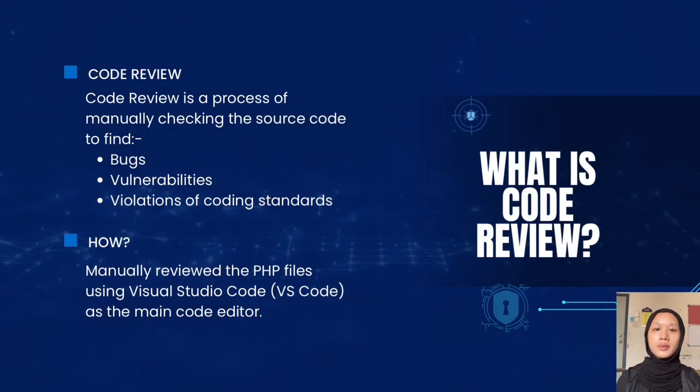To start off, let me briefly explain what a code review is. Code review is the process of manually checking the source code of a system to find potential issues such as bugs, security vulnerabilities, and violation of coding standards. For this project, we reviewed the PHP files of the Money Tracker application using Visual Studio Code as our main editor. During the review, we discovered several serious issues, and for my part, I will be explaining one of the high-risk vulnerabilities, which is SQL injection.